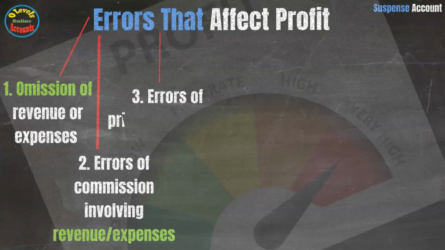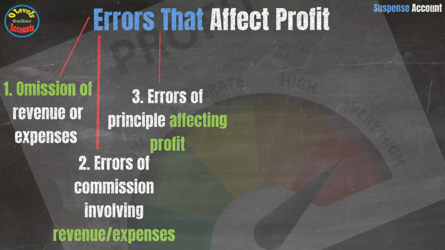Number 3, errors of principle affecting revenue or expenses. These errors occur when a transaction is recorded in the wrong type of account, such as recording an expense as an asset. If the error involves a revenue or expense account, it will affect profit.